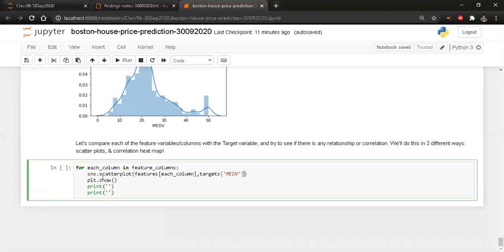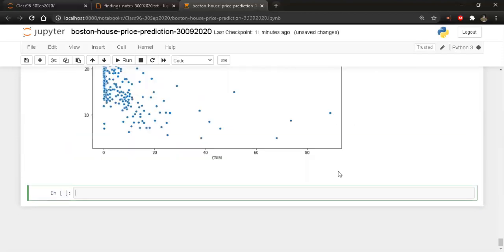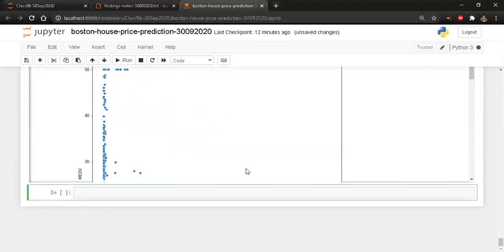So I'm trying to draw a scatter plot where X is each and every feature, and the Y is the target. Okay, so let's see how it goes, right? So I'm going to say plt.figsize equal to 11 comma 11. So this might give me a good sized kind of data, right? So let everything come down, and then we are going to look into it.